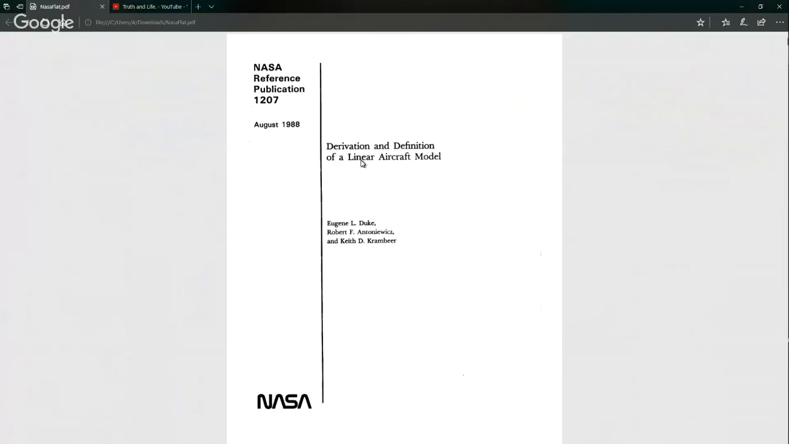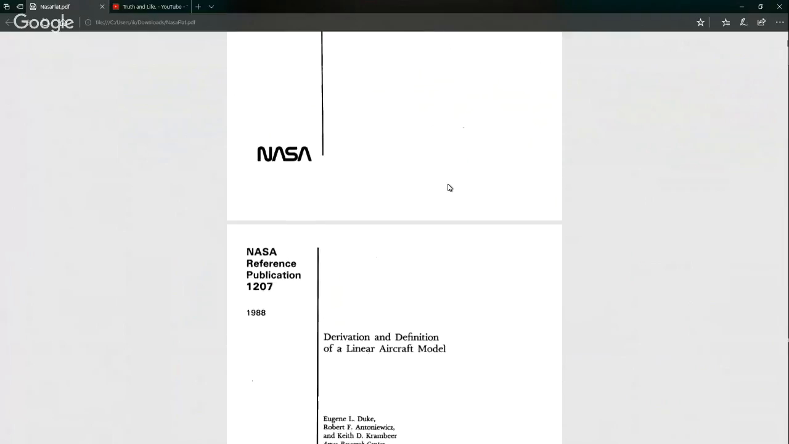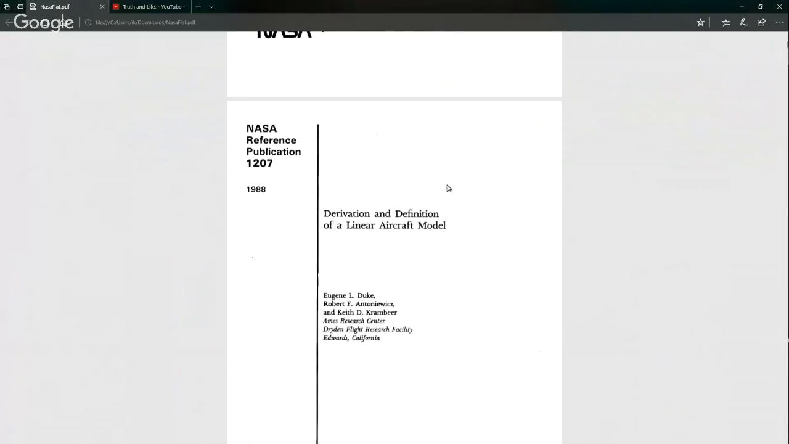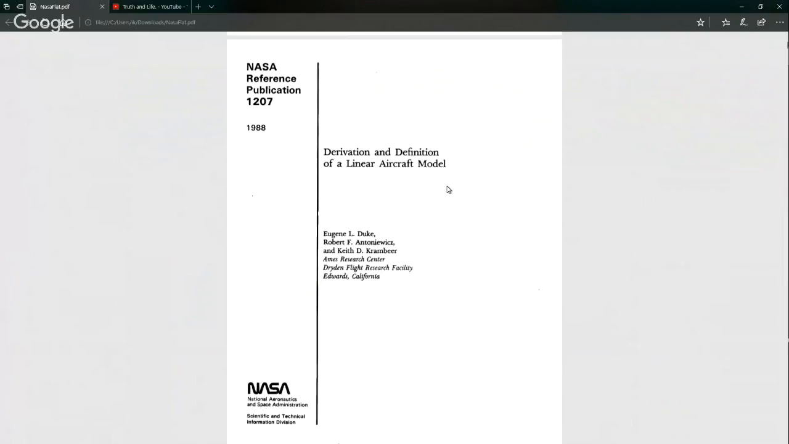Or they call this a linear aircraft model because the earth is flat, and linear is straight, in my opinion. I'm not a scientist. I don't have an IQ of 200. I don't know what my IQ is. I don't care. But let's take a look at what they have to say.